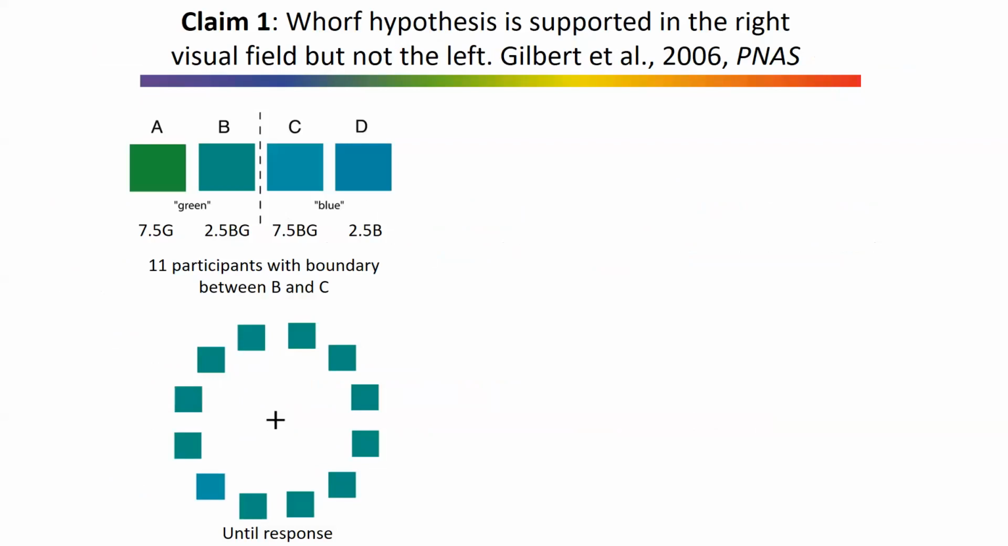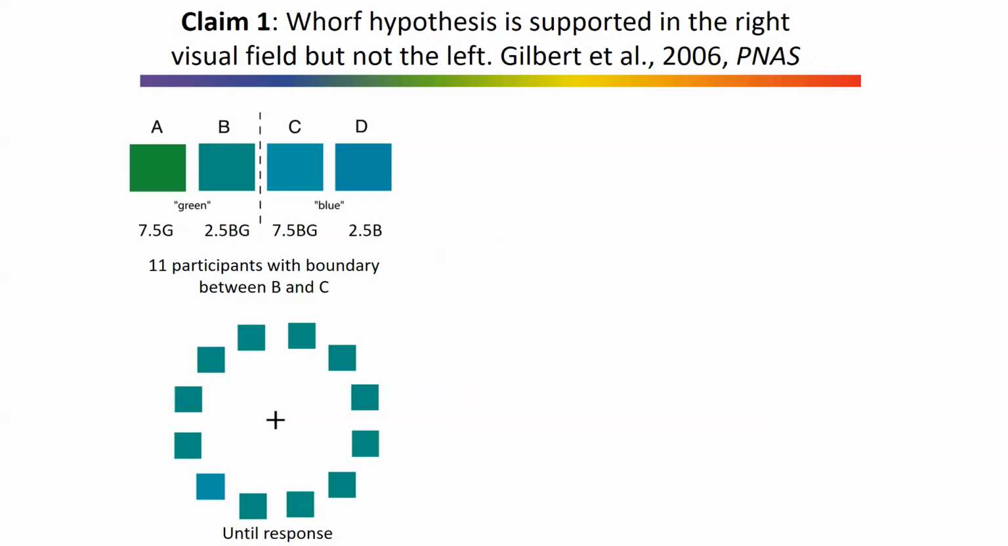So the first study really is the important paper from Gilbert and colleagues about the Whorf hypothesis, or the hypothesis that language influences our perception, which is supported in the right visual field. So here, the experiment used 4 color samples, which they defined in Munsell space, and the participants generally had the boundary between samples B and C. So they found 11 participants.